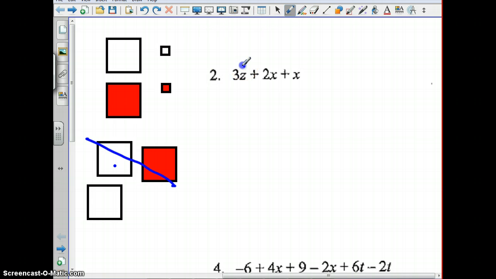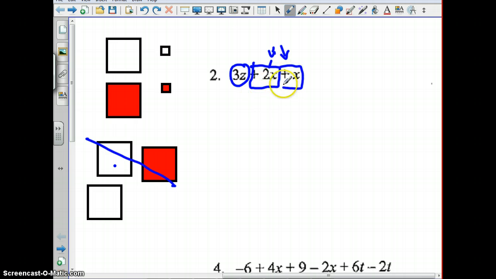All right, so we have 3z. So I know if I were using the tiles, I'd have 3 z's. Are there any other tiles that would be a z tile? No. What I'll do here is, since I circled this, I'm going to do a different shape here. What's another shape I could use? Square. Yeah, or a rectangle. Triangle. Positive 2x. Is there anything else that would be an x box? Yes. X. So we would call the two x terms, this one and this one, like terms.